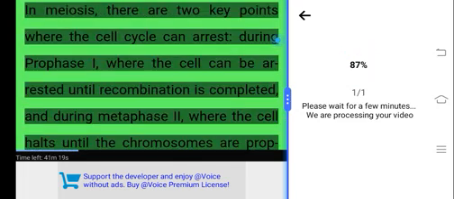Cell cycle arrest. In meiosis, there are 2 key points where the cell cycle can arrest: during prophase I, where the cell can be arrested until recombination is completed, and during metaphase II, where the cell halts until the chromosomes are properly aligned.